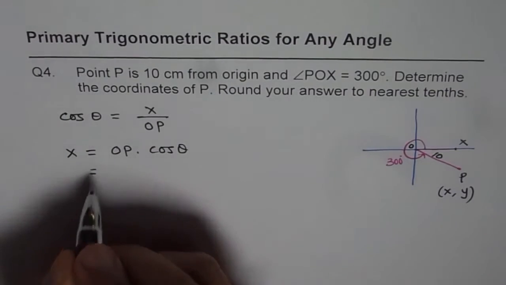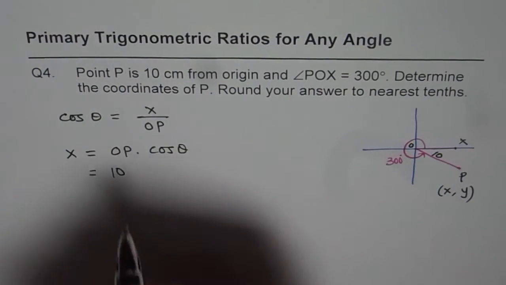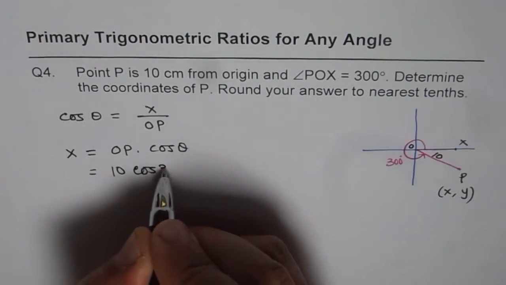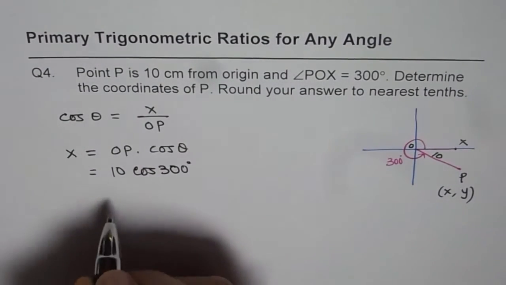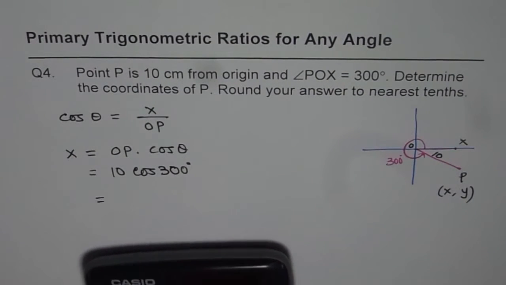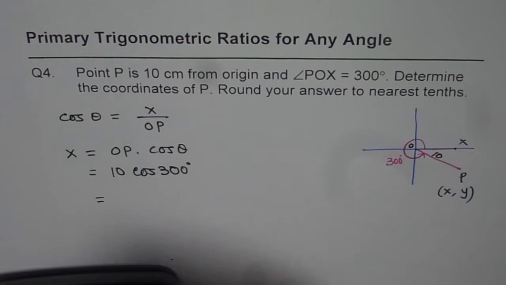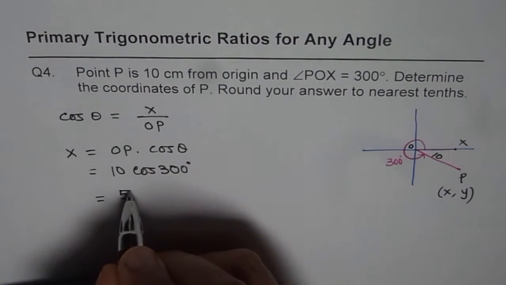So in this case, length OP is given to us as 10 and theta is given to us as 300 degrees. So it's cos of 300 degrees, correct? You can use a calculator and find this answer. So it gives you 10 times cos of 300 degrees. Your calculator should be in degrees, so it gives you 5. So that is the X value.